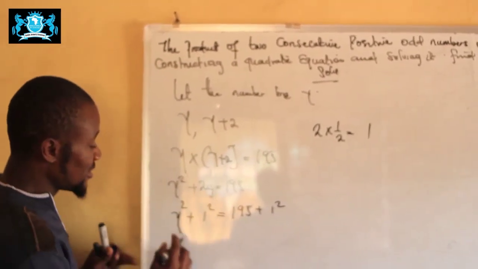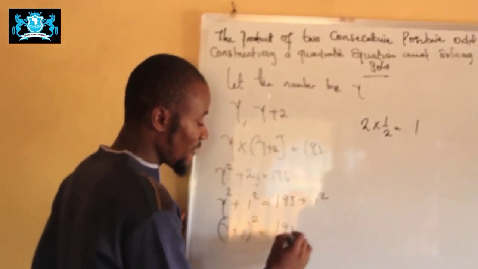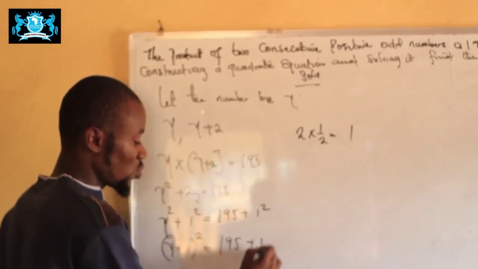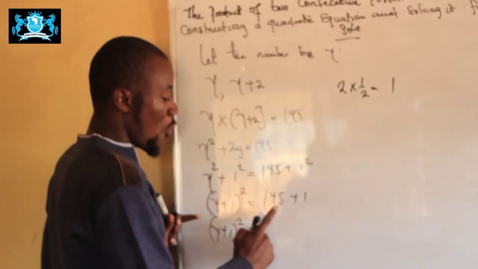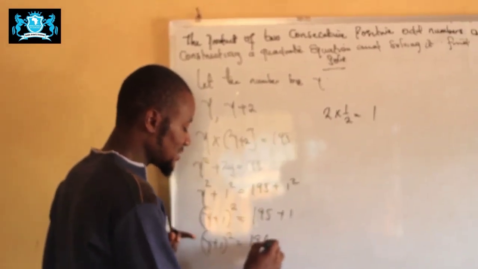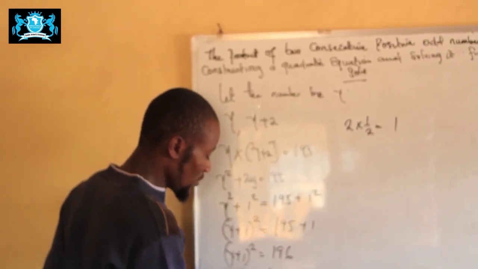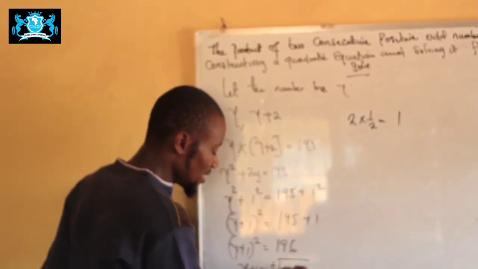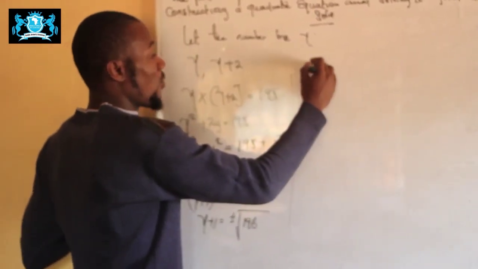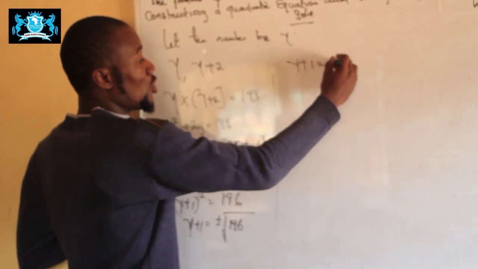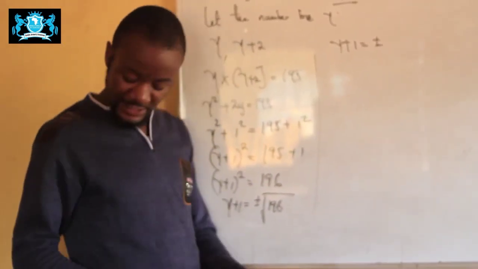Are you following? Now this is y plus 1 all raised to power 2 is equal to 195 plus 1 raised to power 2, which is 1. So you have y plus 1 all raised to power 2 is equal to 195 plus 1, which is 196. When the square crosses the equality sign, you have y plus 1 is equal to plus or minus the square root of 196, which should give you 14.